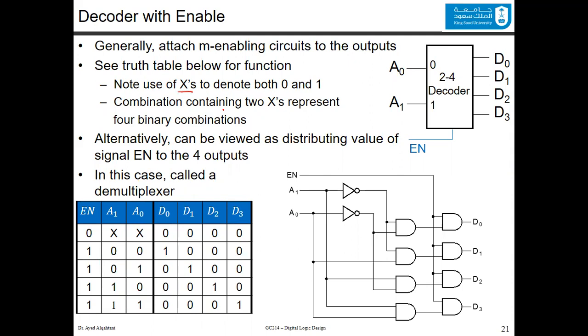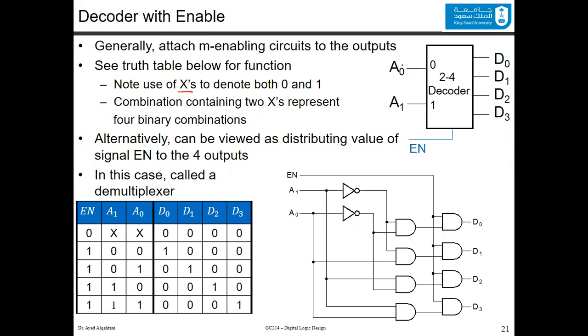The combination containing 2 of the don't care represent 4 binary combinations, which is 0, 0, 0, 1, and 1, 1, 1, 0. All those 4 combinations here, regardless of their value, if the enable is 0, the value of the output is going to be 0. In an alternative way, it can be viewed as distributing the value of the signal enable to 4 outputs. In this case, it would be called a demultiplexer.